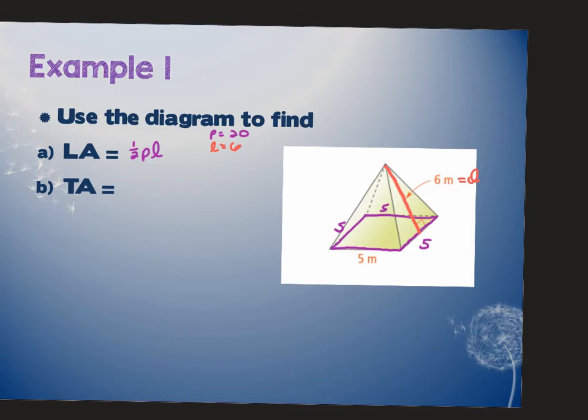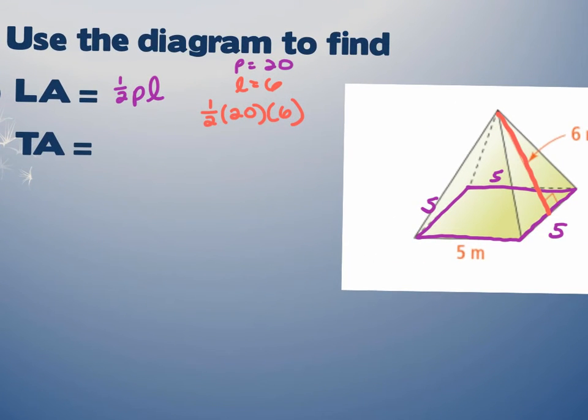Which means the lateral area is going to be 1/2 times 20 times 6. And you can type that into your calculator as 0.5 times 20 times 6. You can do half of 20, which is 10, times 6. You could do half of 6 is 3 times 20. It doesn't matter how you do it. 20 times 6 is 120, and it's still dividing by 2. You would still get the exact same answer, which is 60. That's your lateral area, meters squared.